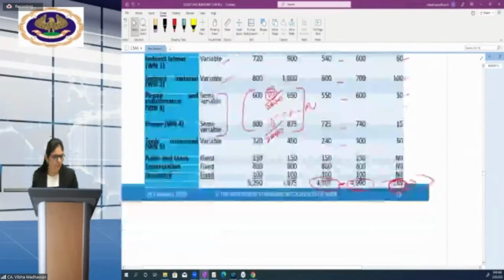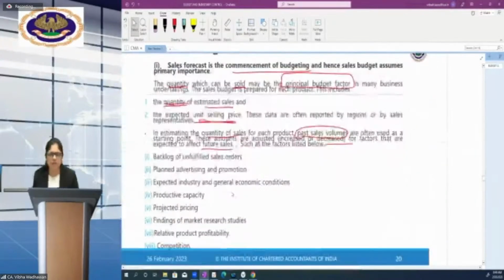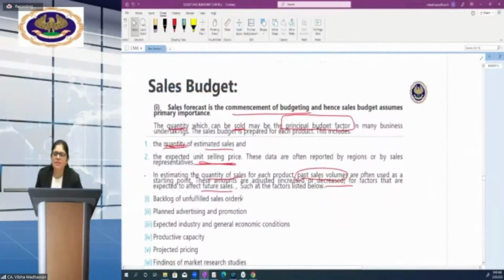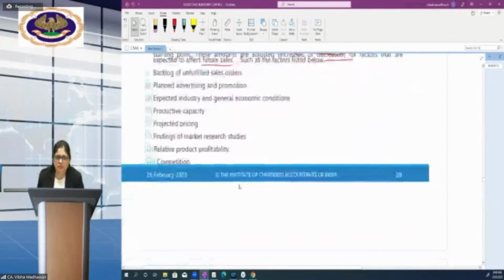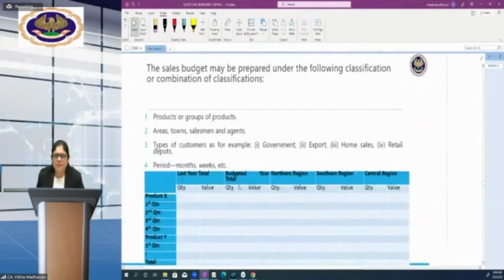All right. So now let's again move to the sales budget we were discussing. I hope you have understood. Generally, in many organizations, the sales budget is the starting point for all types of budget. The sales budget may be prepared in the following classifications. It can be made for different products, so product wise. It can be made area wise, salesman wise, customer wise, and period wise also. So a sales budget can be made under these types.